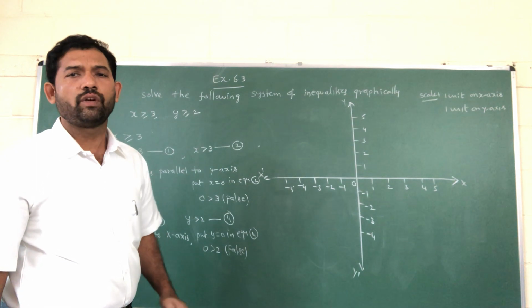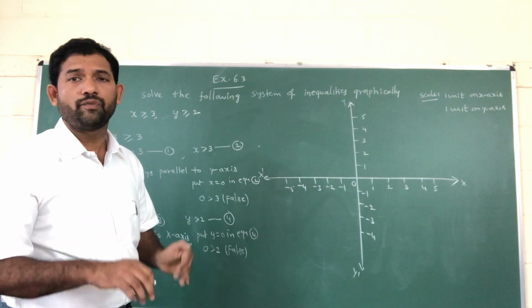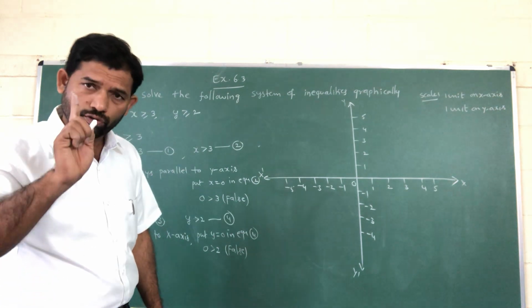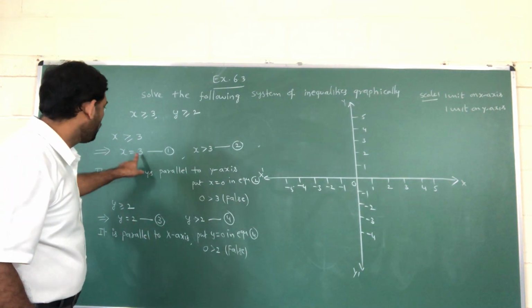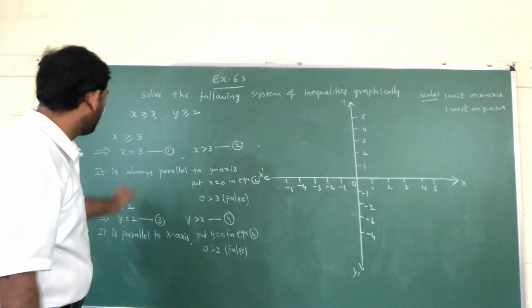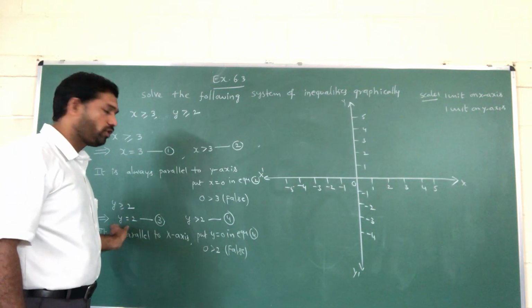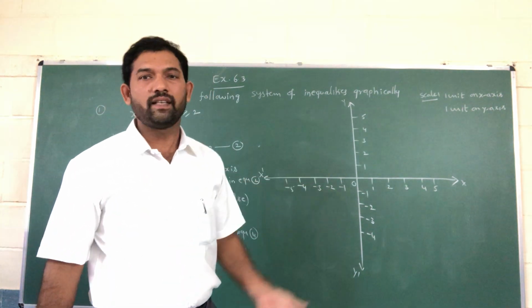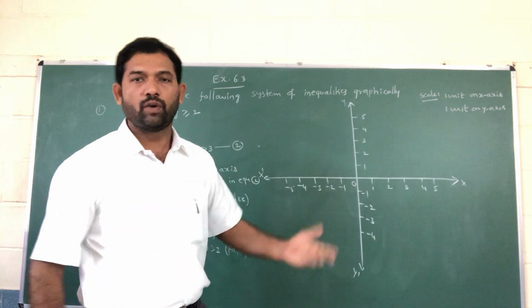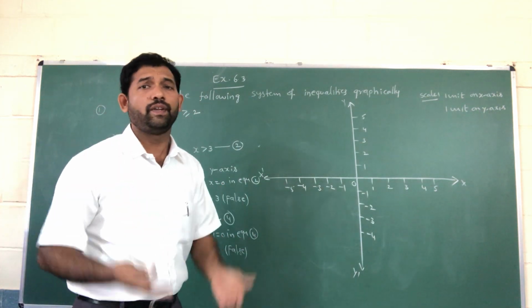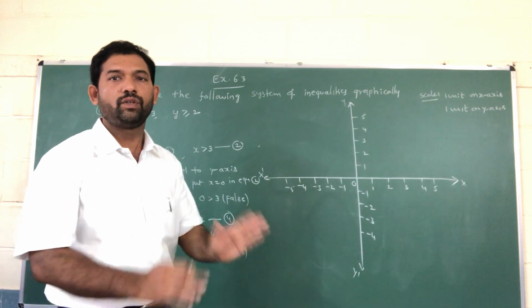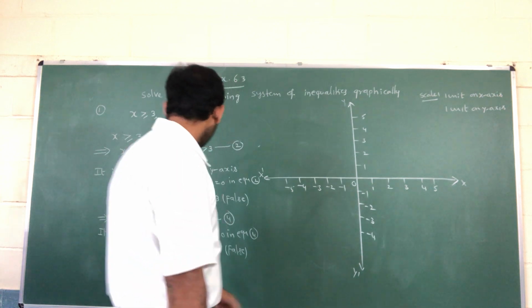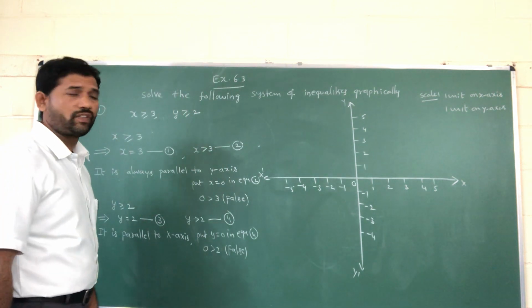Everybody feels confusion about how to take the scale. Every time you should take 1, 2, 3 only for now. Here you see the x value and y value: x is equal to 3 and y is equal to 2, very small numbers only. That's why you take 1, 2, 3 only. If 10, 15 is there, you have to adjust these numbers.